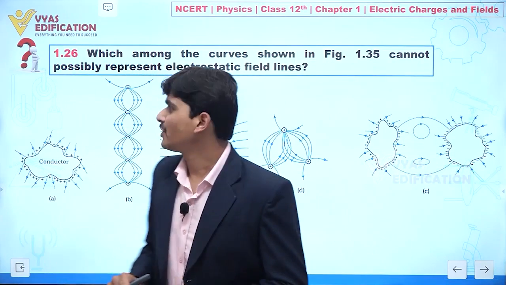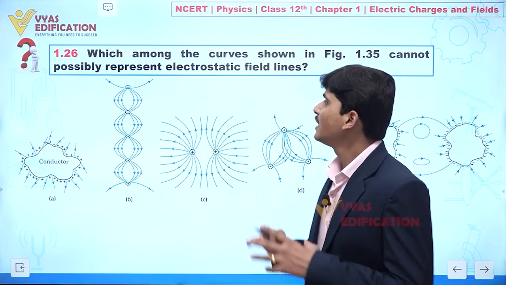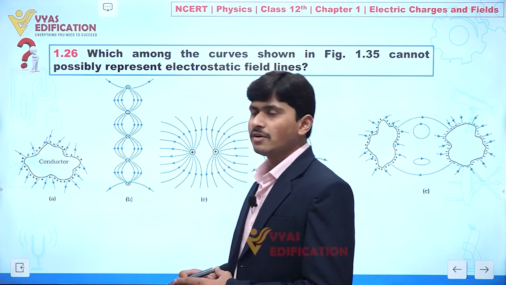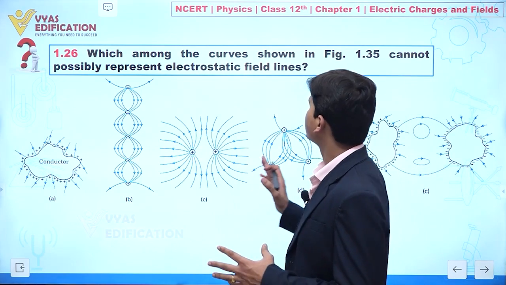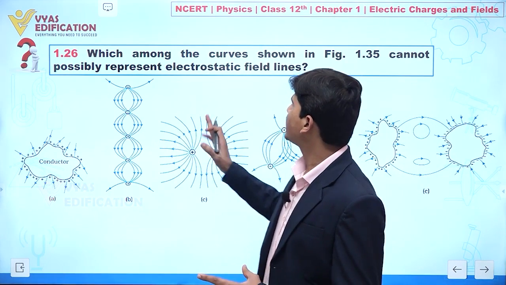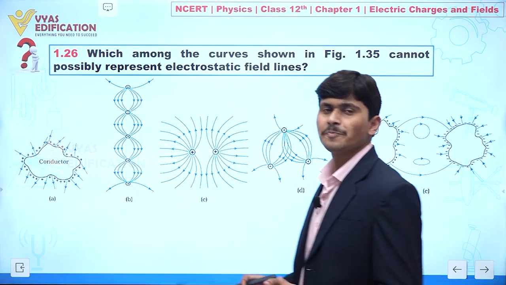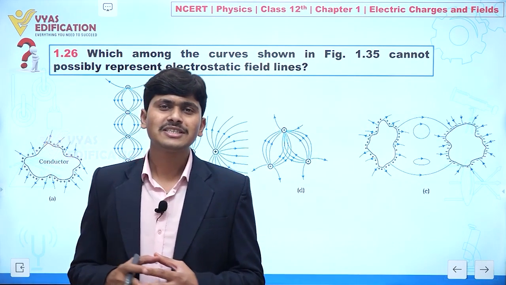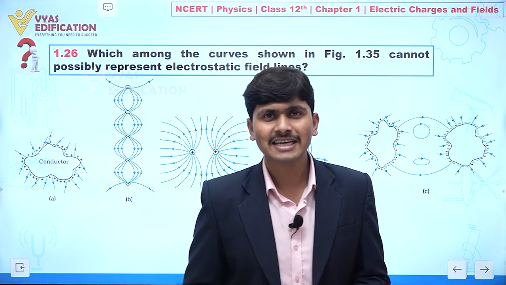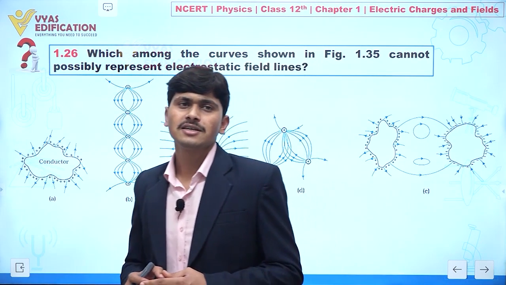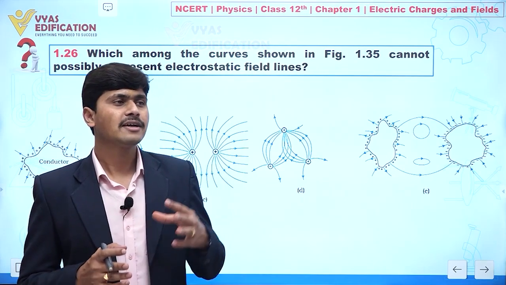Now dear student, we are going to solve question number 1.26. In this question it is given: which among the following curves shown here cannot possibly represent an electrostatic field line? To solve this type of question, you should know some properties of electric field lines.